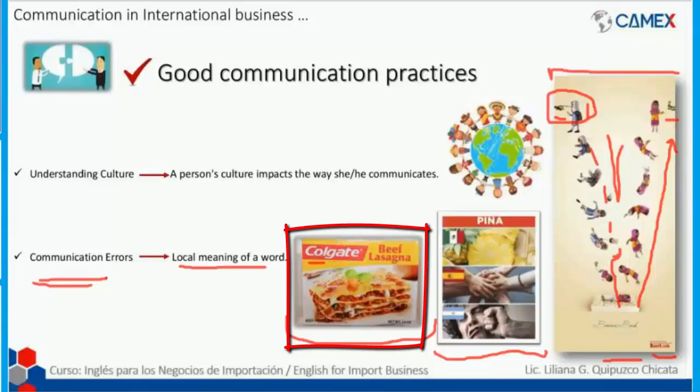Colgate was associated with toothpaste, so it was associated with cleaning your teeth. So nobody wanted to buy a lasagna from Colgate because they said it doesn't make sense. Obviously that business jump failed because they had to take it out of the market because it didn't work. So we have to be aware of all of that. Not just the literal meaning of the word, but maybe a brand, or if we're doing advertisement, what the other person is going to think about.